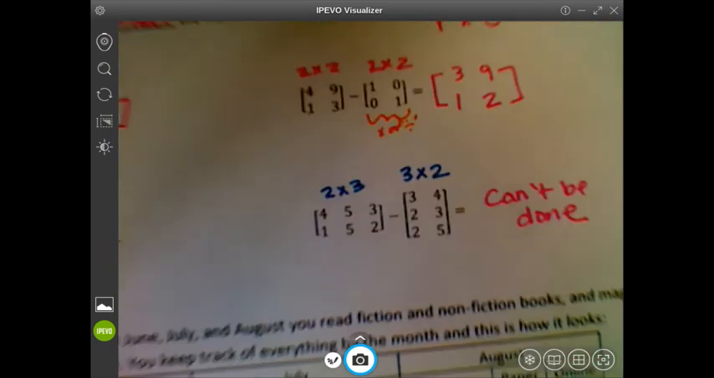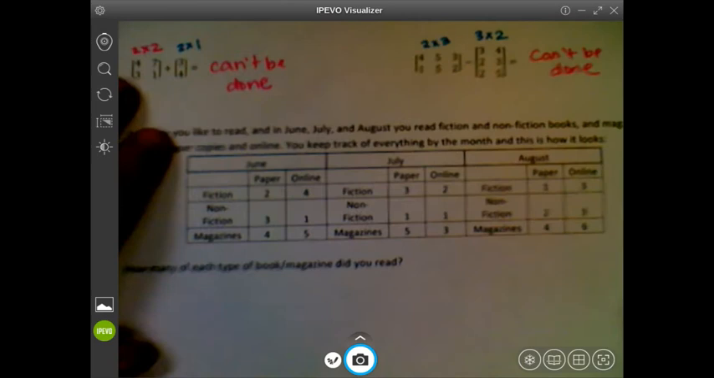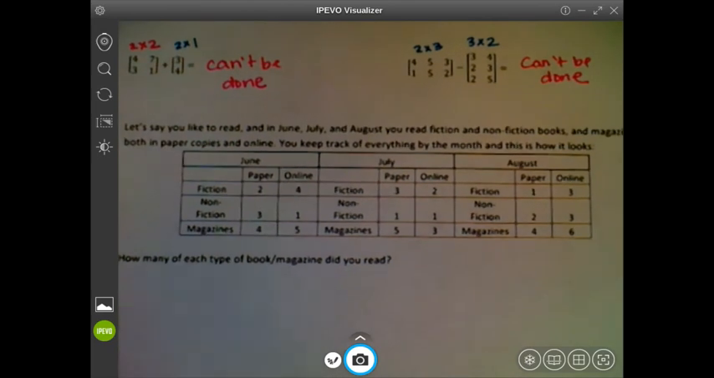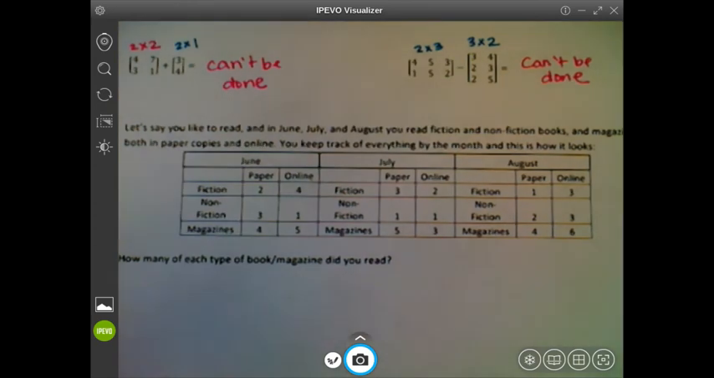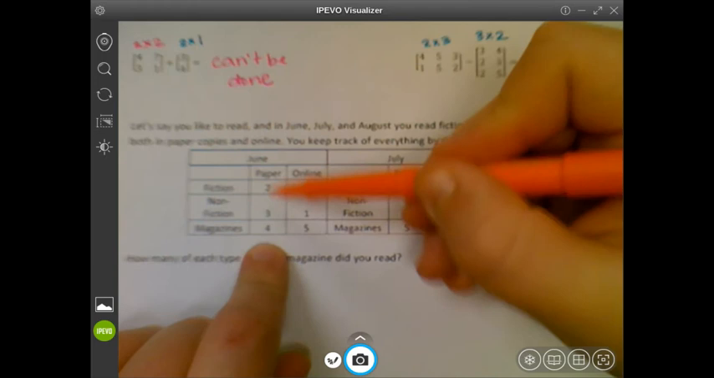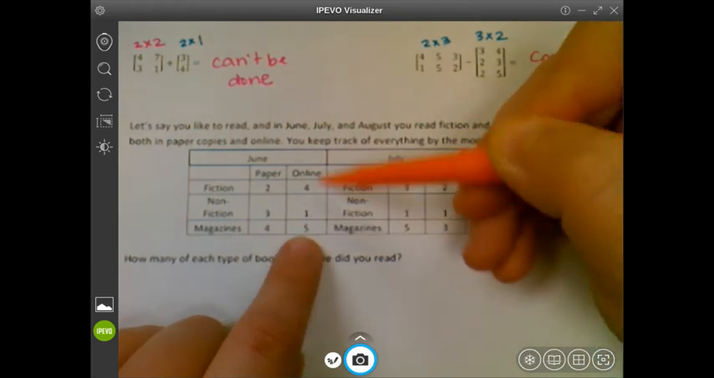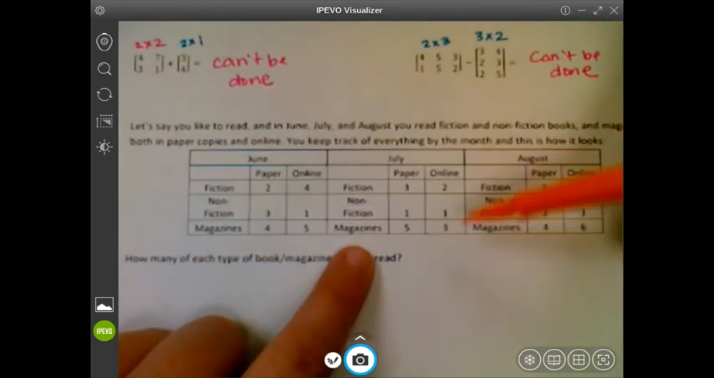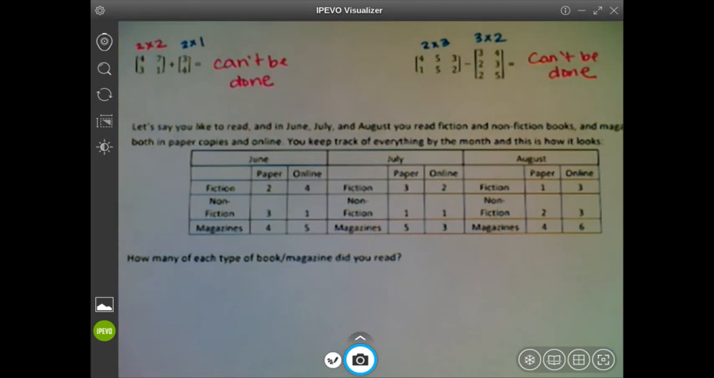All right, and then to sum up adding and subtracting, because it really is that easy, I have a story problem for you. So let's say you like to read, and in June, July, and August, you read fiction and nonfiction books and magazines, both in paper copies and online. You keep track of everything by the month, and this is how the data looks. So you can see here's June, July, August, how many you read in paper copies, how many you read online of each type going this way, and that data is organized. So the question says, how many of each type of book or magazine did you read?